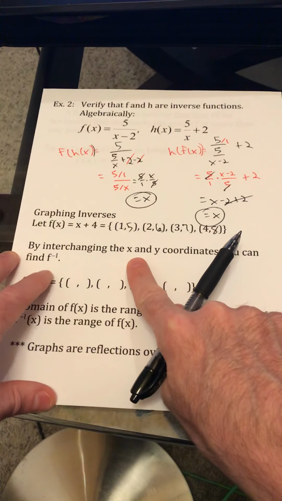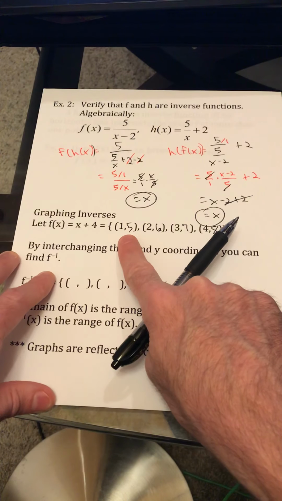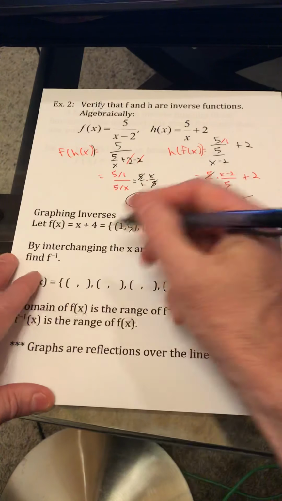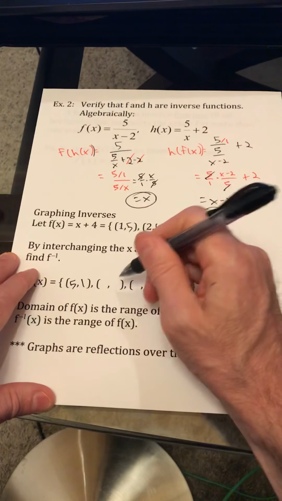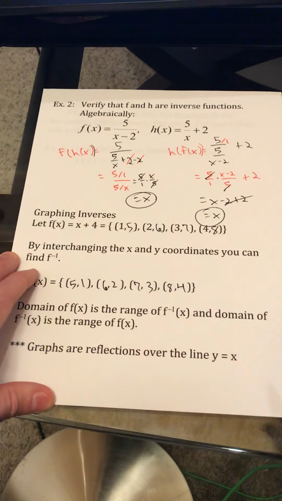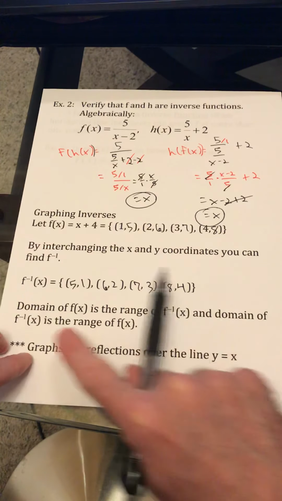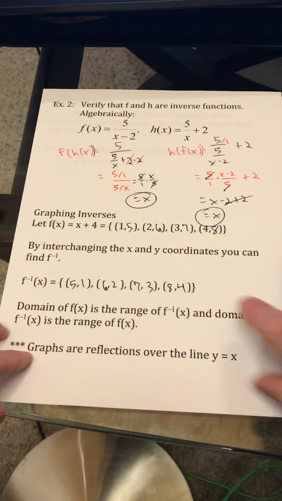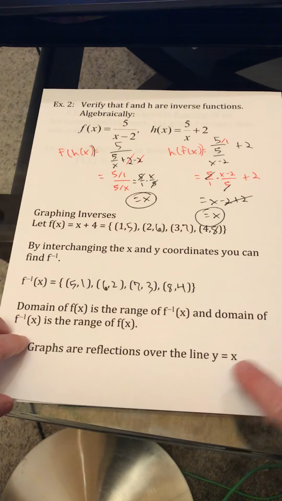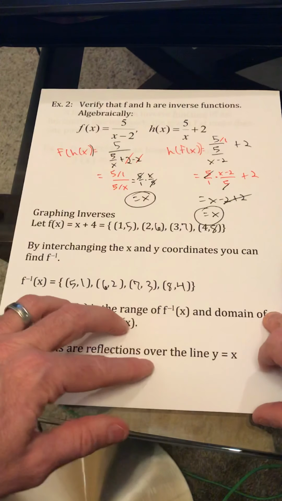Well, if you were to graph the inverse, all you do is, kind of like in example 1 where we switch the x and y in the function, all you're going to do to graph is switch the coordinates. So 5, 1, 6, 2, 7, 3, 8, 4. So the domain of f of x is the range of the inverse, and the domain of the inverse is the range of f of x. I know that kind of is wordy. And then graphs are reflections over the line y equals x.